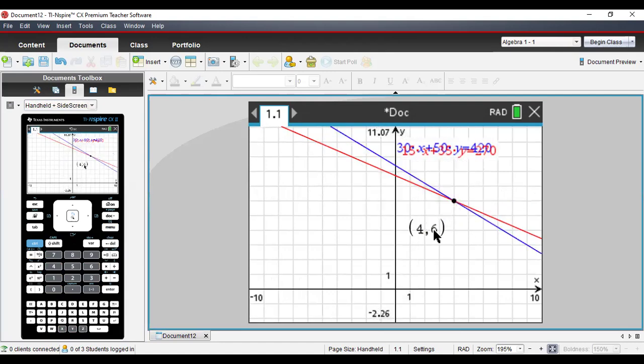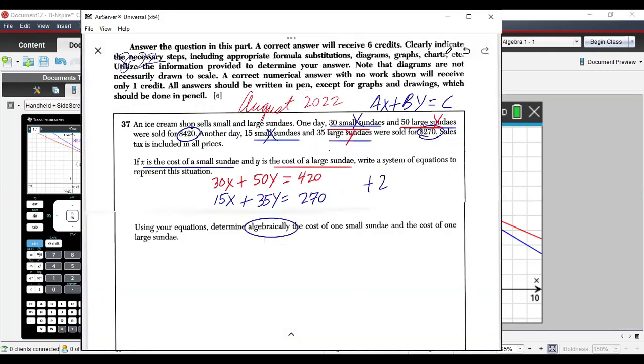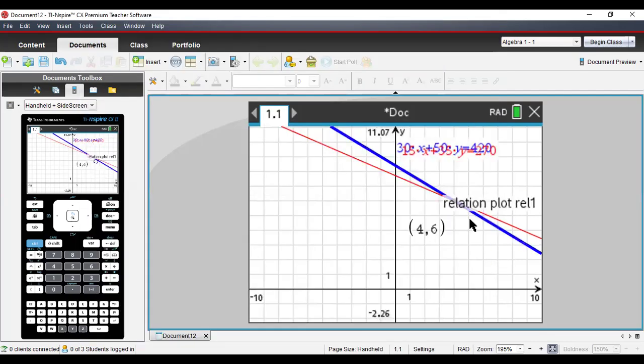So we had 4 small sundaes and 6 large sundaes. So I can go and write that answer down with some confidence. So I have 4 large. Oh, I got it backwards. I had 4 small and 6 large. Now I'm going to do it algebraically. So now let me see, what's the best way to do this?